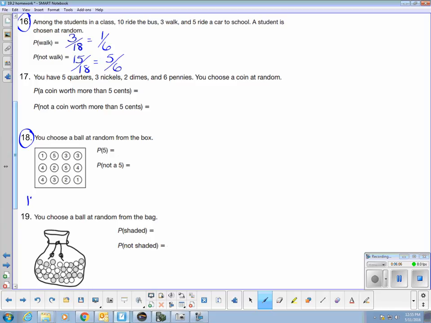In number 18, we have 12 total. And the probability of selecting a 5 looks to be 2 out of 12, or 1/6. Therefore, the probability of not getting a 5 is the rest of them, 10 out of 12, or 5/6.